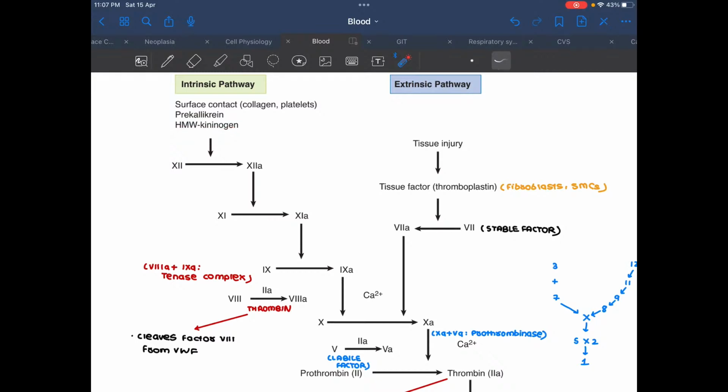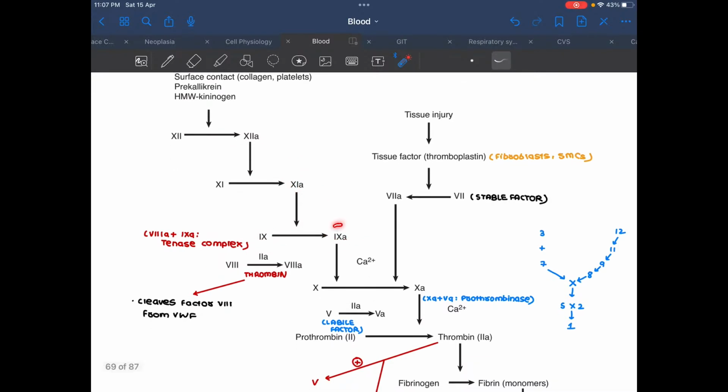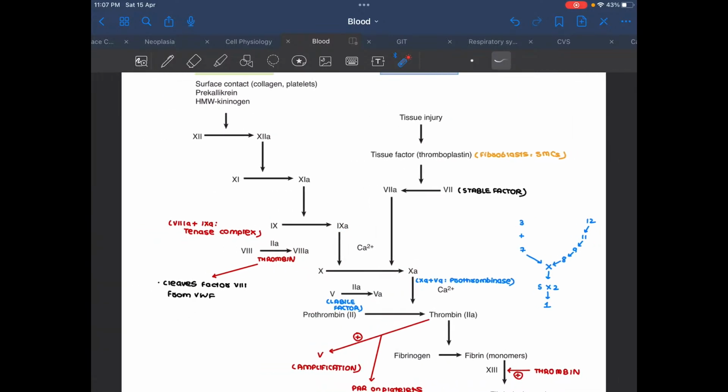That's your 12. This 12 is going to further activate 11 to 11A. And this 11A is going to activate 9 to 9A. And what about this 9? This 9 is going to form a complex with 8. This complex is known as the tenase complex and is going to cleave your 10 into 10A. That is the thing. So this is known as the tenase complex. Now 10A sits in the center. After 10A, whatever happens is the common pathway.